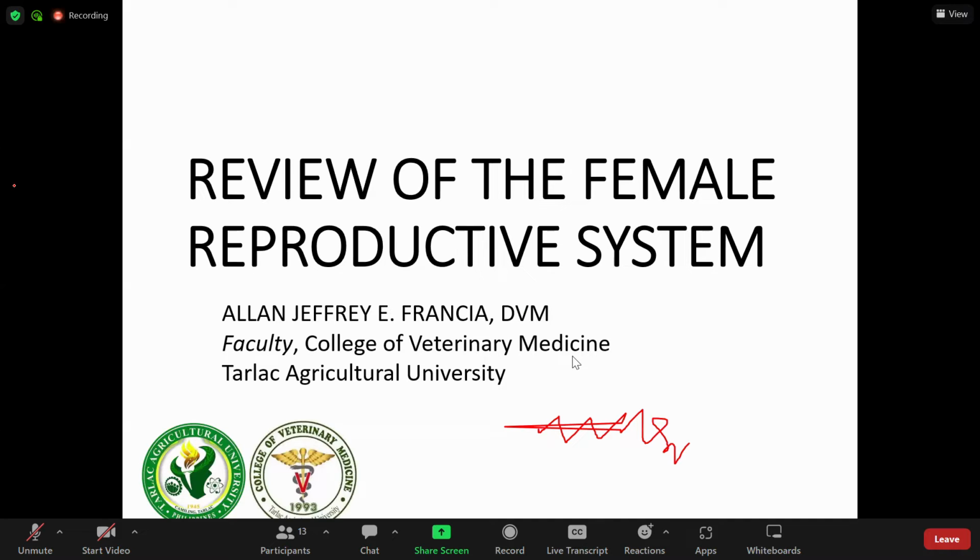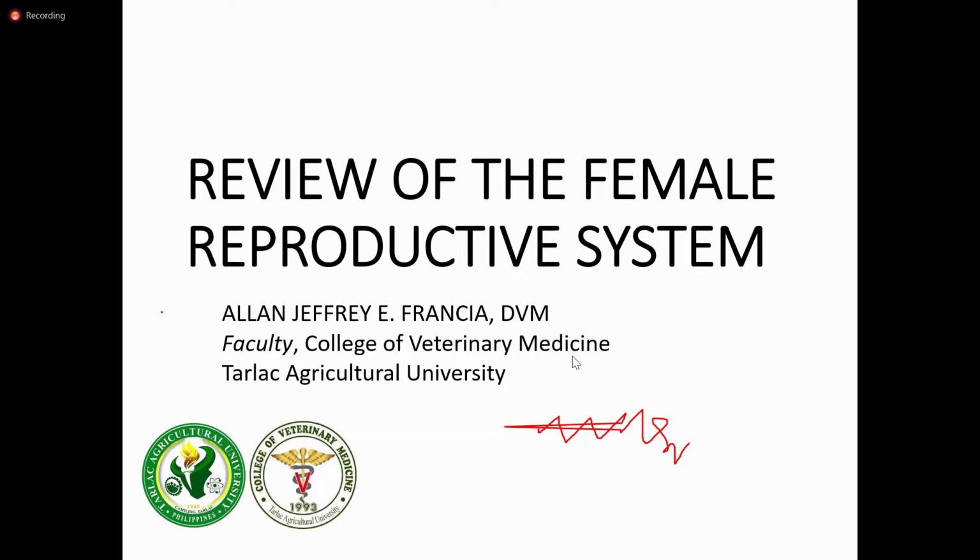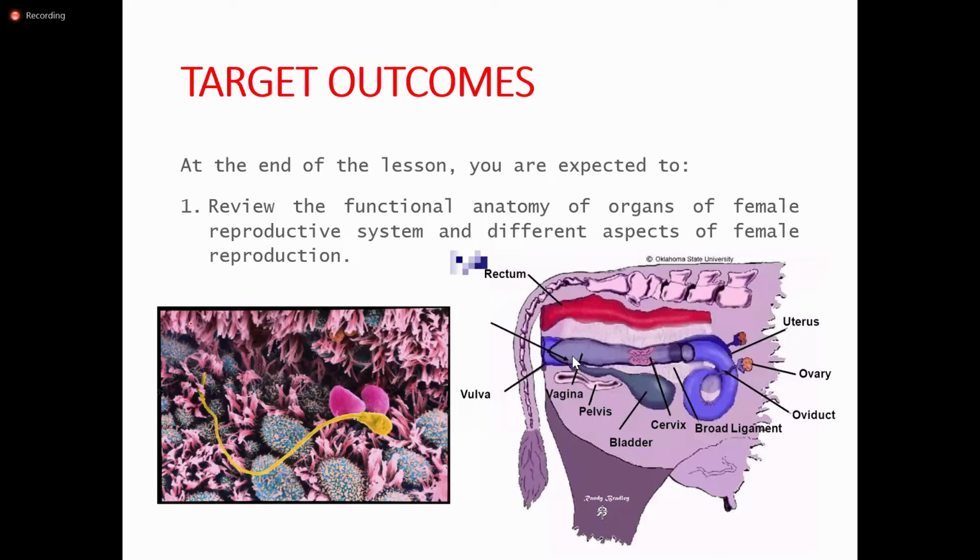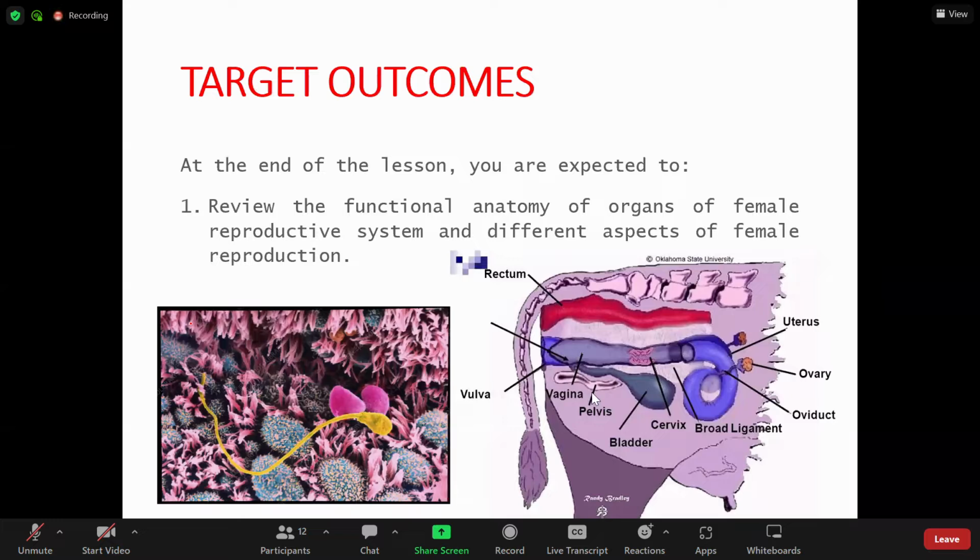Okay, so to start with, let me just give you the objectives or the target outcomes of this topic. At the end of this topic, you are able to review the basic anatomy of the female reproductive system, and not only the anatomy, but also the physiological aspects of the different parts of the female reproductive system.